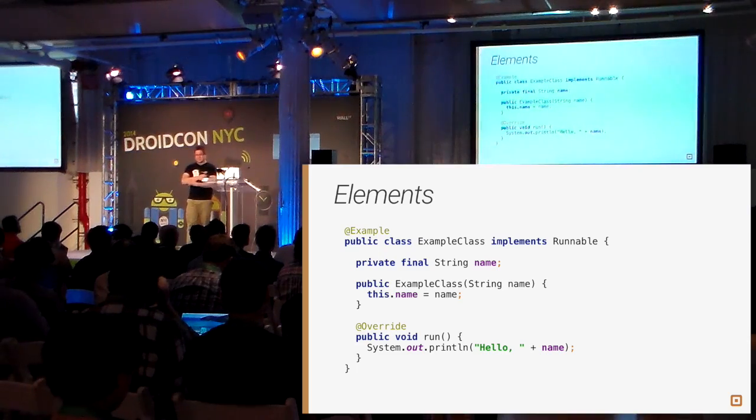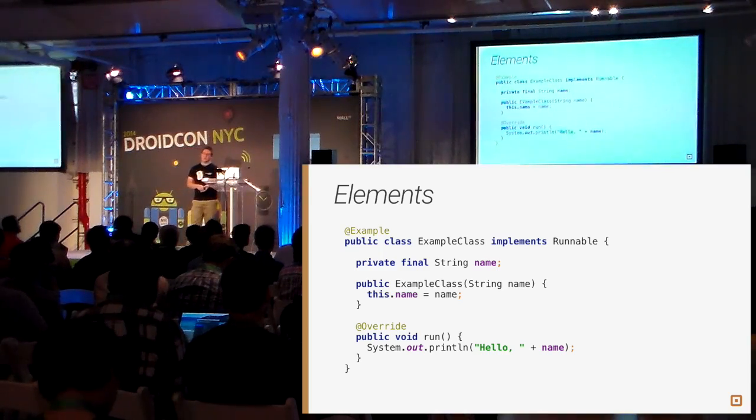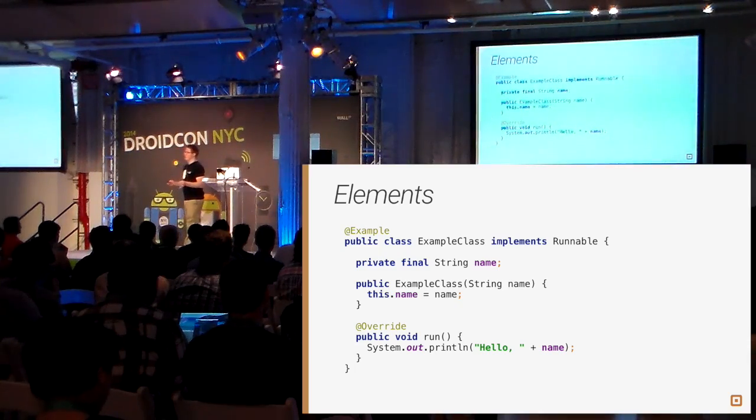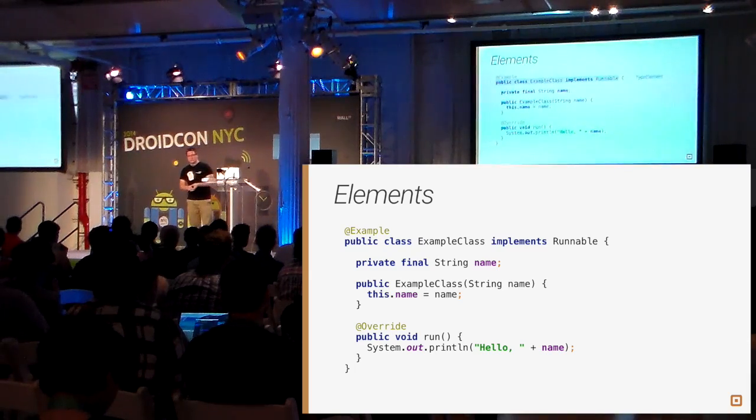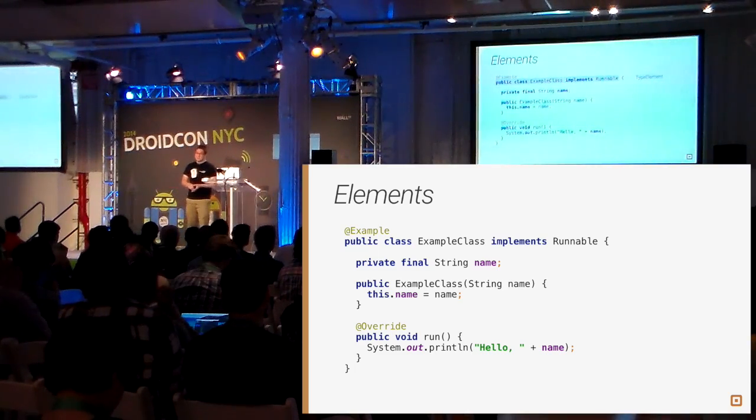So elements and types are one of the hardest things, I think, to get a grasp on for annotation processing. This is a piece of code that is using our example annotation, and what we're going to do is take a look at the elements that comprise it. Elements are basically a representation of pieces of the syntax. So I have a type element, which is what the class basically is. It represents a type in the syntax.